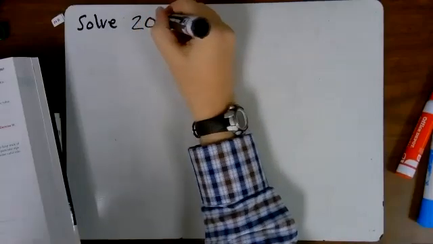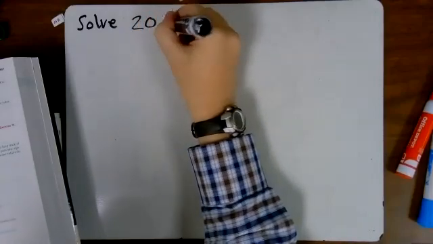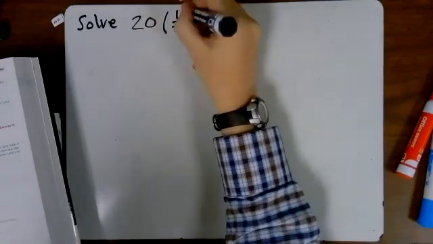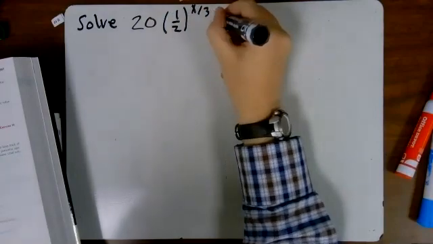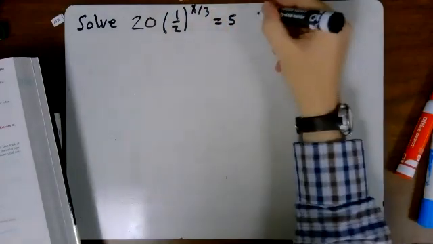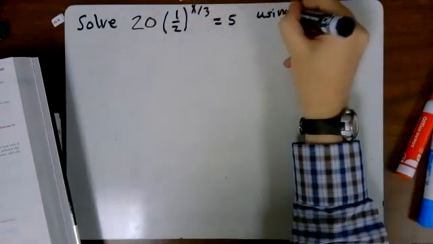So 20 times 1/2 to the x over 3 power equals 5, using the one-to-one.